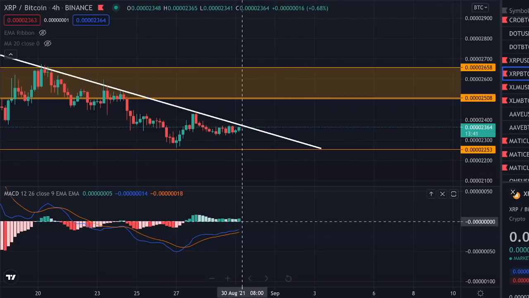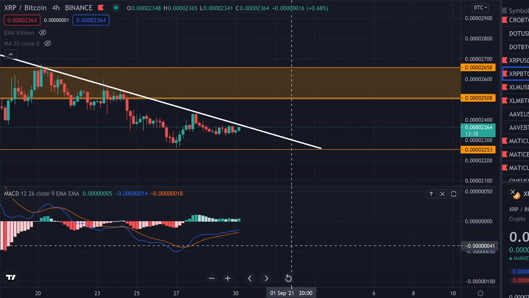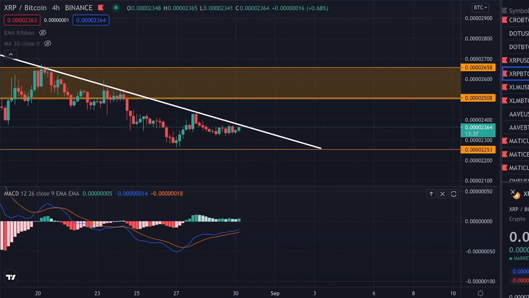So for me personally, this is a very important indicator. We have to stay in that forward momentum, and what I would like to do right now is actually take a look at the daily time frame.